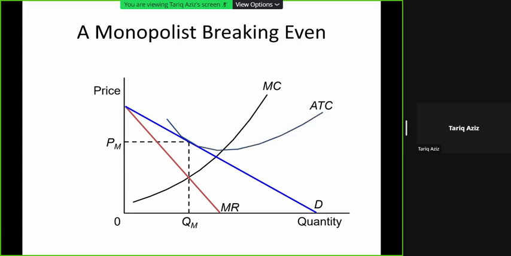This is an example where the monopolist will just break even, because at this point the cost and marginal revenue are the same. So there won't be any profit.